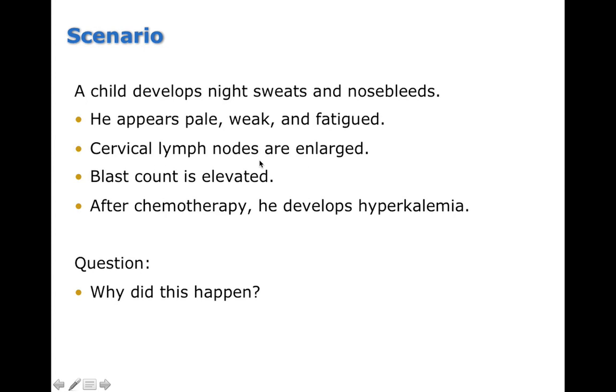Cervical lymph nodes can become enlarged as well if these cells start to invade the lymphoid tissue and then proliferate. It also could happen as a result of immune cell activation, where your normal healthy immune cells can recognize the neoplastic cells, and they can mount an immune response, which then can lead to enlargement of lymph nodes. We see that blast count is elevated, but this could actually be due to the neoplasm itself.